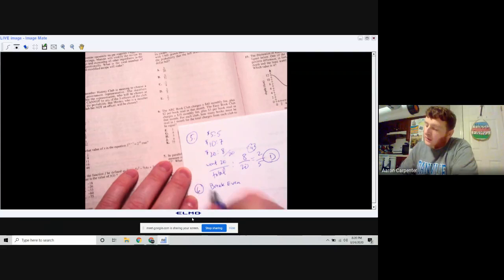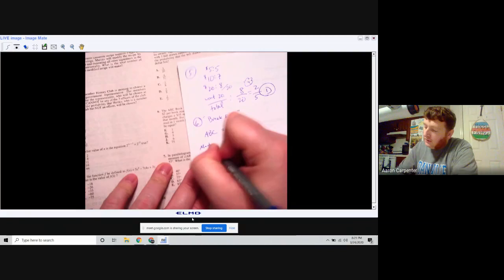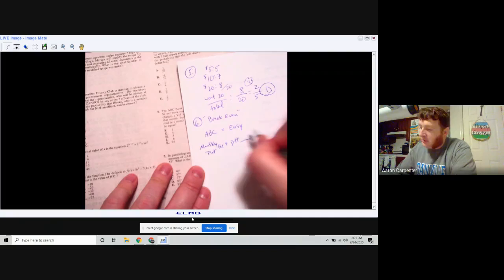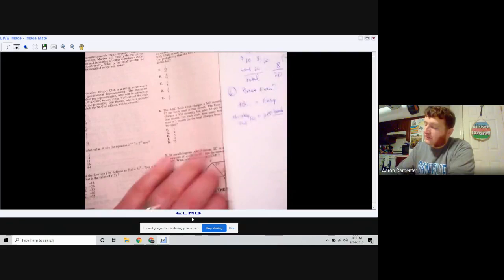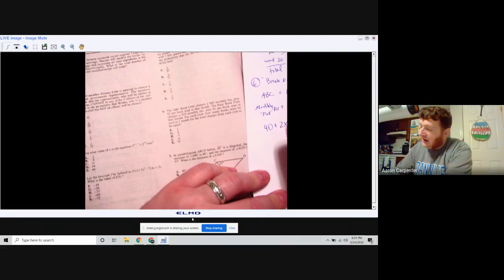So we want ABC to equal Easy. And both of those companies are charging a monthly, or sometimes called a flat, fee plus a per whatever, in this case it's a per book fee. For ABC, it's 40 plus 2 per book. I'm just going to use X for number of books. For Easy, it's 35 plus $3 per book.